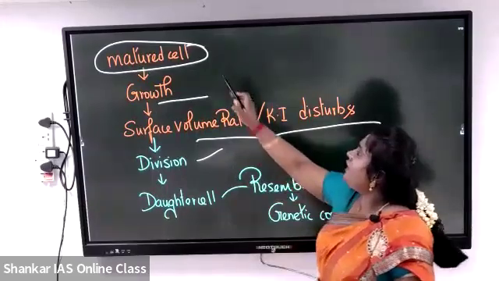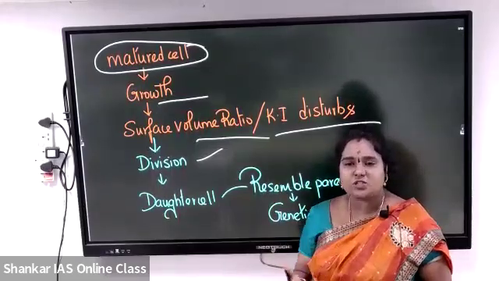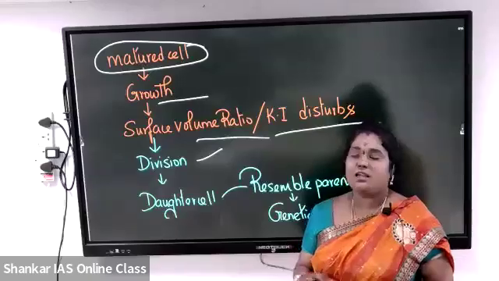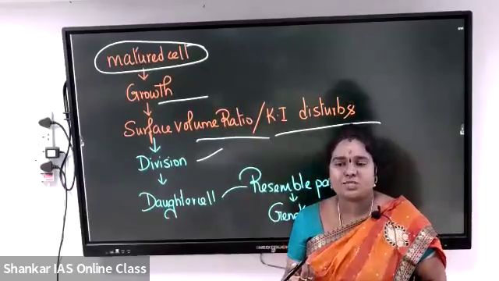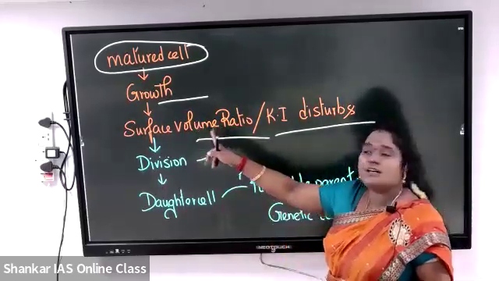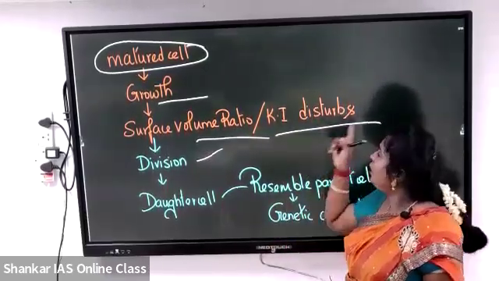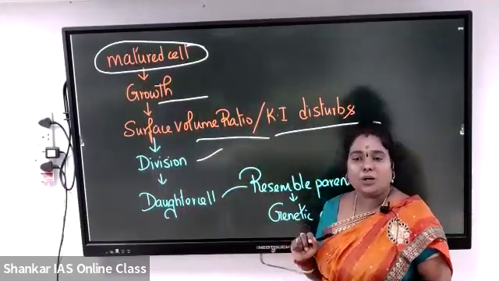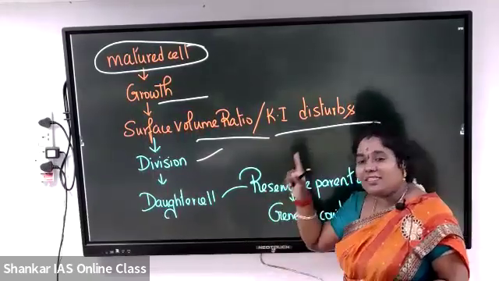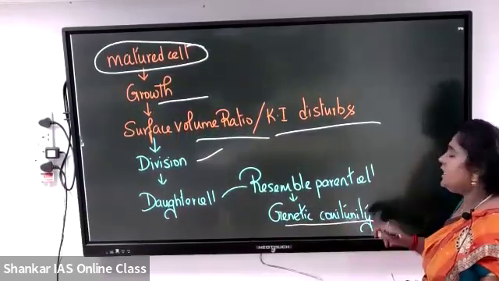Can you understand? When a cell becomes matured, what do you mean by matured? When the cell undergoes a sequence of events or a change over a long period of time, it becomes a matured cell. In this matured cell, the phenomenon which takes place, we call it growth. When the growth occurs, what happens actually? The cell surface to volume ratio and nucleocytoplasmic ratio will change or get varied. Because of this variation, the cell will undergo a division. And this division will form a new cell called what? Daughter cell. And this daughter cell definitely resembles its parents, and this represents the genetic continuity.